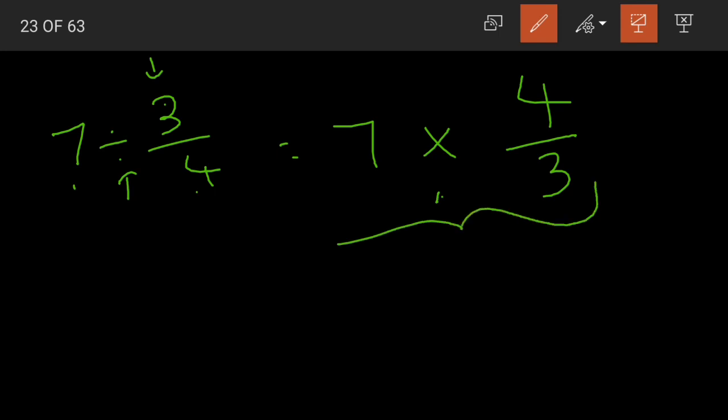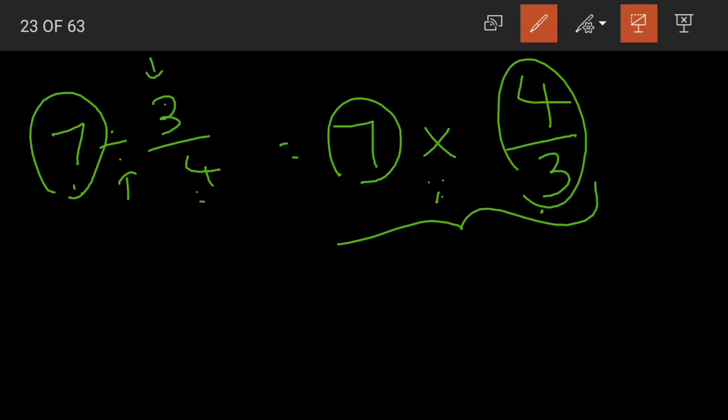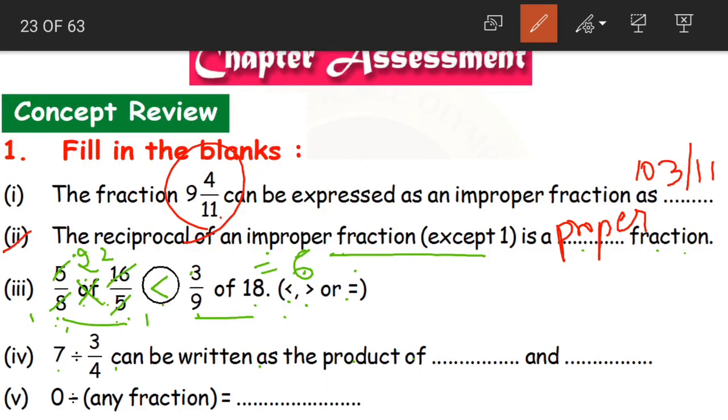Now if you look at this here, what is this? This is a multiplication, that is a product. Product of what? 7 and 4 by 3, that is, the product of the first number and the reciprocal of the fraction. So our answer can be written as the product of 7 and the reciprocal of 3 by 4, which is nothing but 4 by 3.